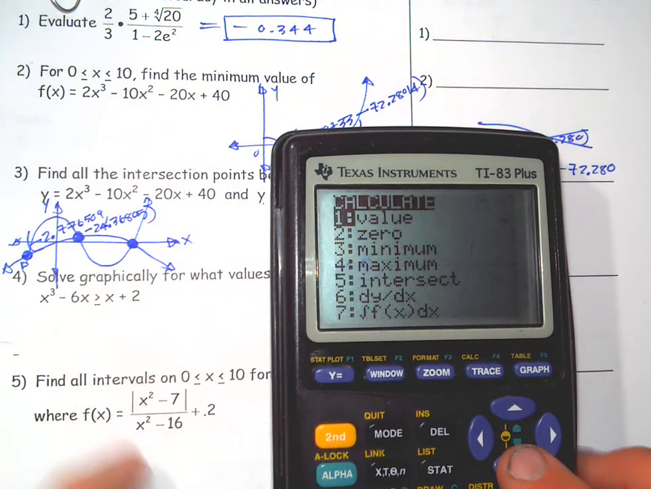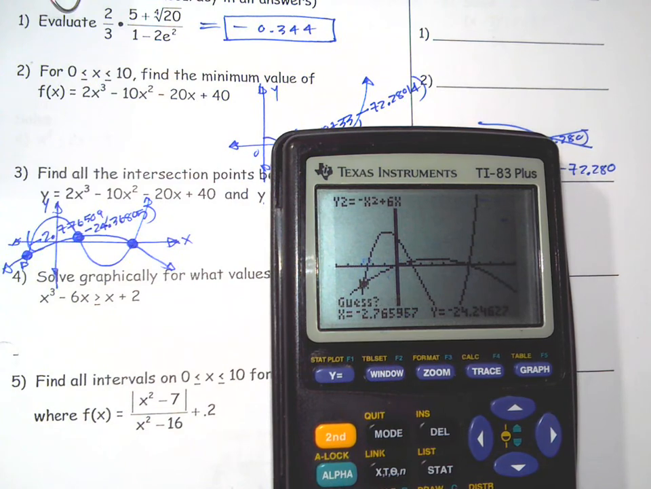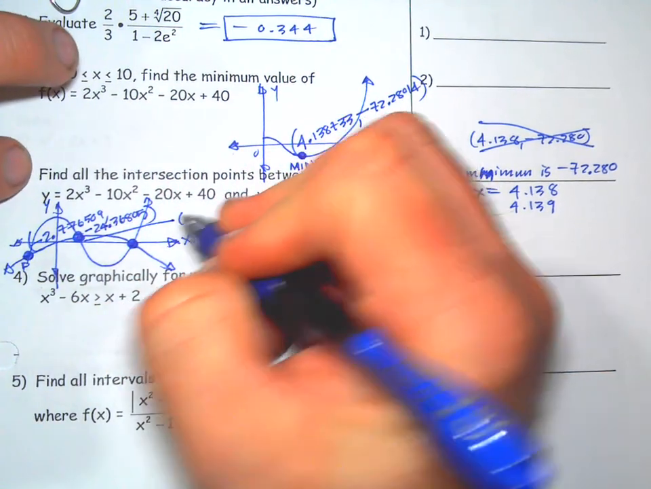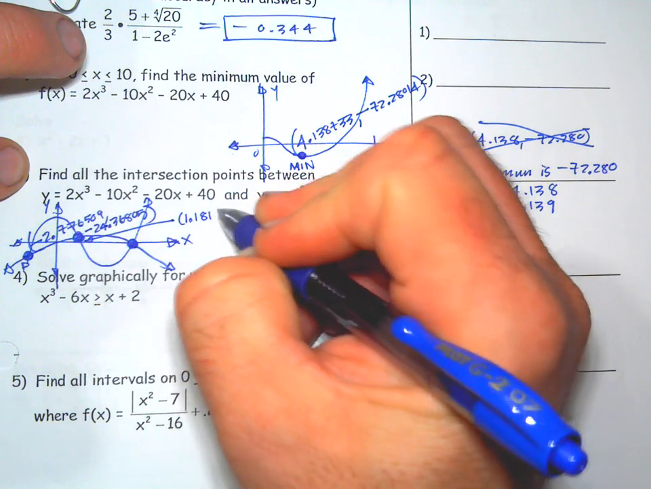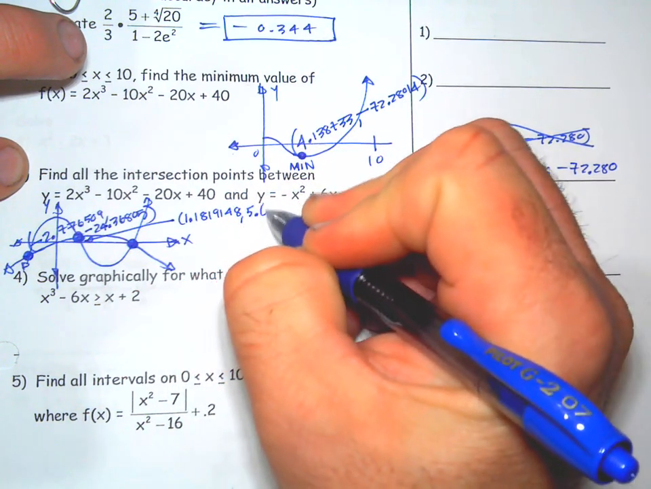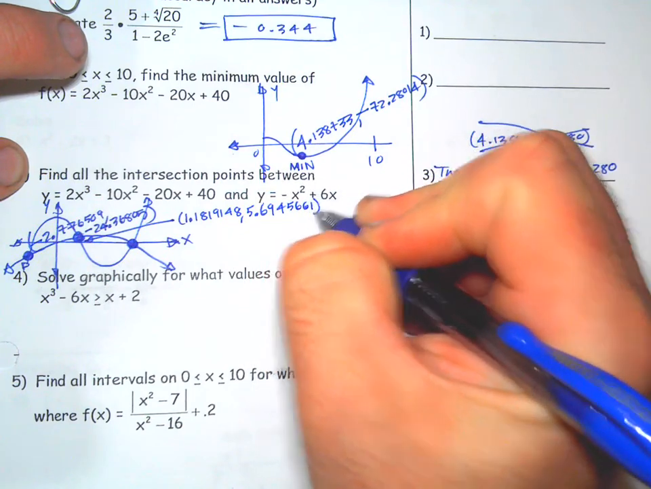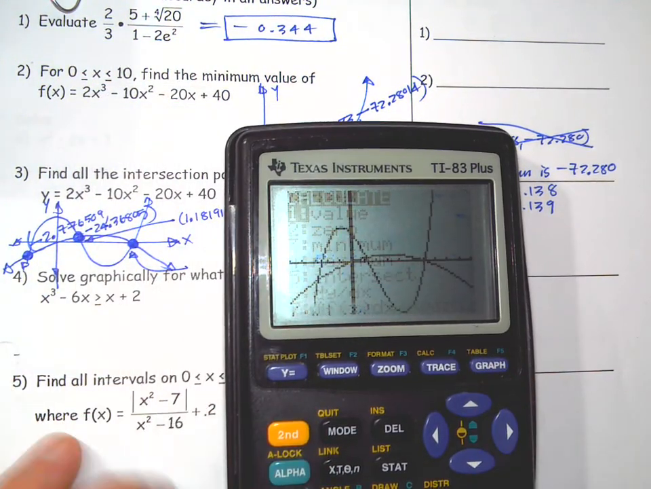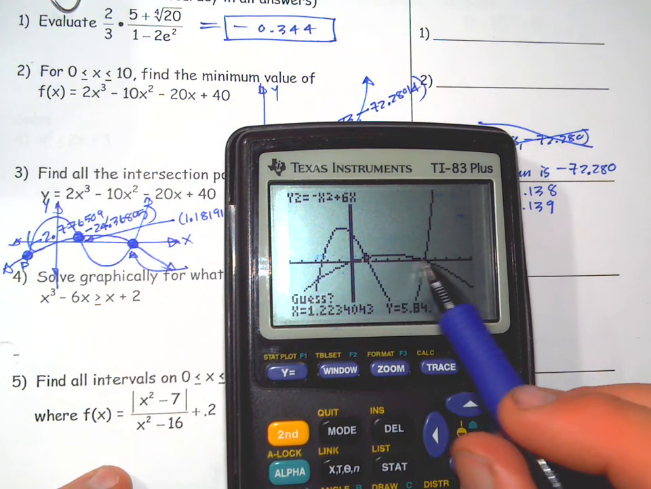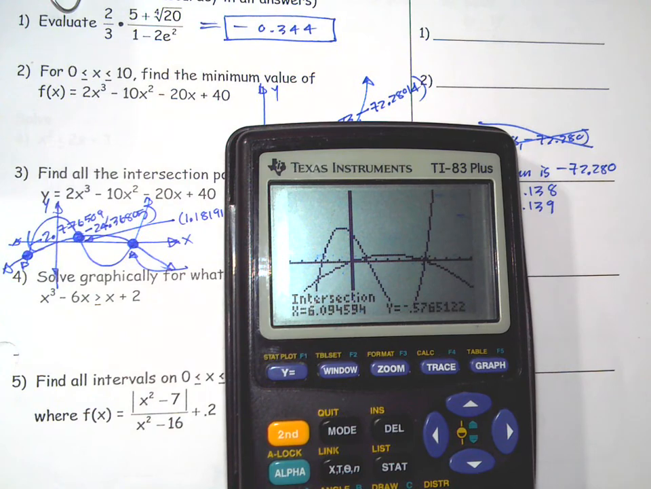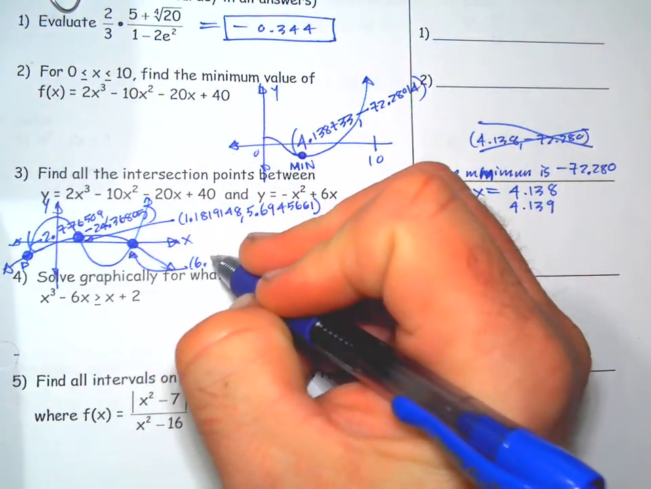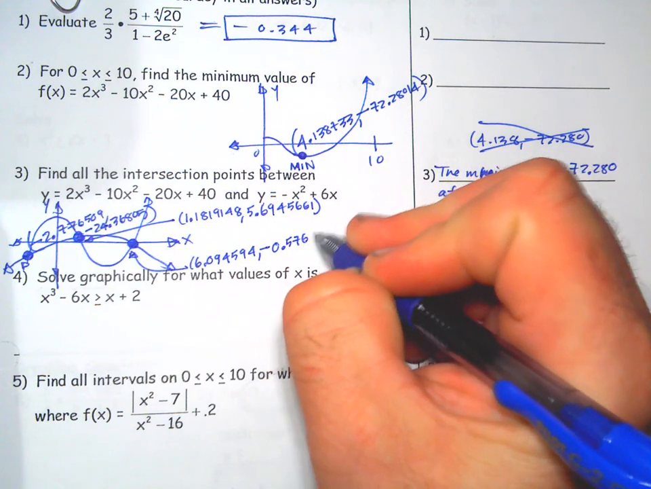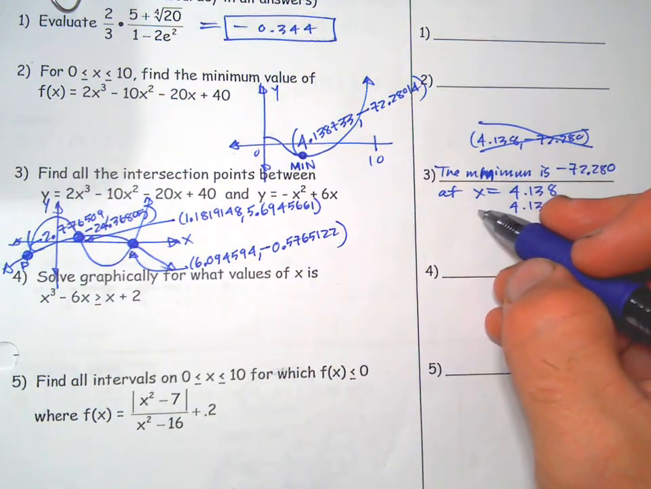Okay, second calculate, number 5, first curve, second curve, let's guess 1. Okay, this is 1.1819148, comma 5.6945661. And then we got one more. Second calculate, number 5, intersect, first curve, second curve, 1, 2, 3, 4, 5, 6. It looks like it would be a good guess. That's way faster. Okay. 6.094594, comma, negative 0.5765122. So my answers are going to be, these are actual intersection points.